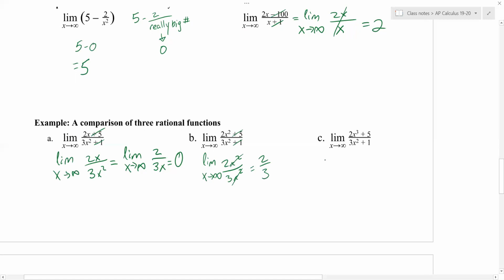In the final case, constant terms will cross out. They're negligible. So we get the limit as x approaches infinity of 2x cubed over 3x squared. When we simplify this, we get the limit as x approaches infinity of 2x over 3. In this case, we have a really big number in the numerator. And if we're dividing an infinite amount of money by 3 people, everyone's going to get an infinite amount of money. So that's still infinity.